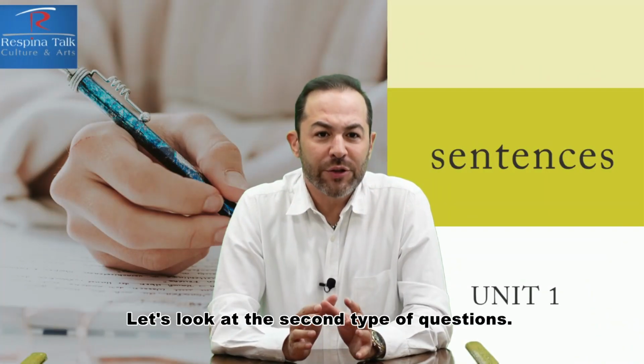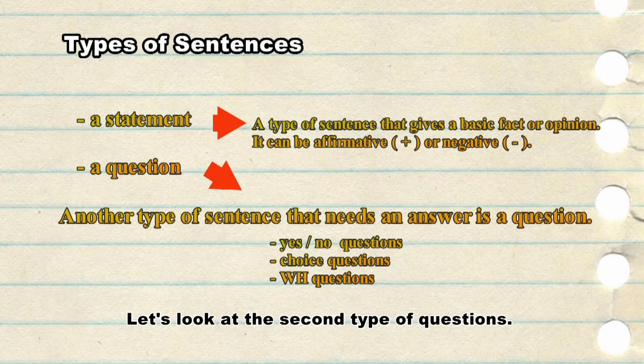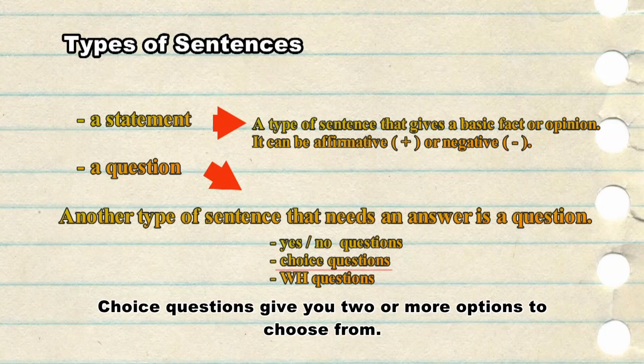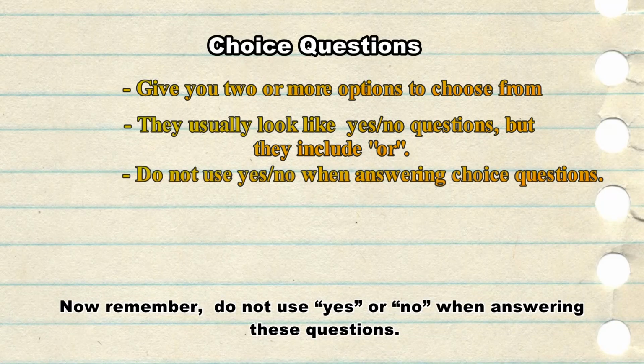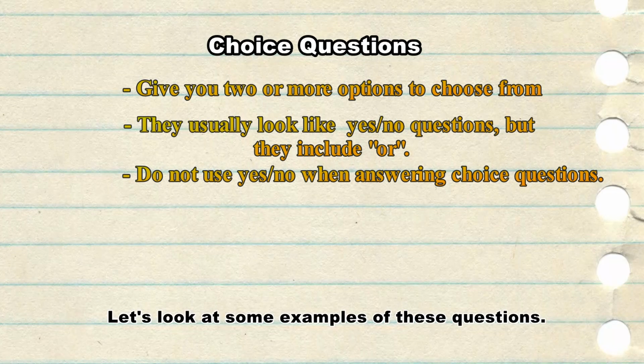Now, let's look at the second type of questions. Choice questions give you two or more options to choose from. They usually look almost like the yes/no questions, but they include "or." Now remember, do not use yes or no when answering these questions. Let's look at some examples of these questions.